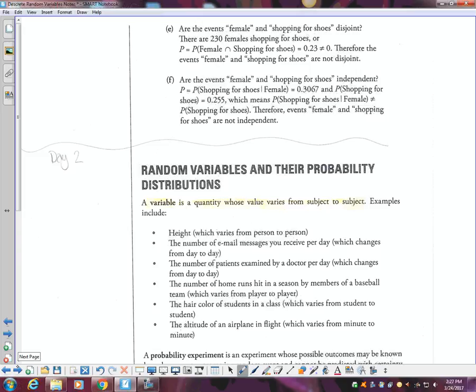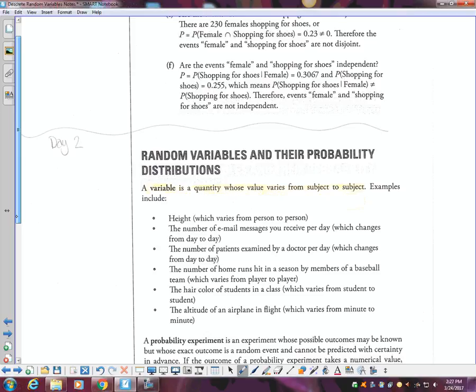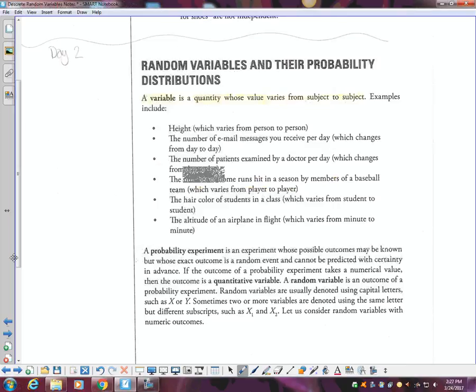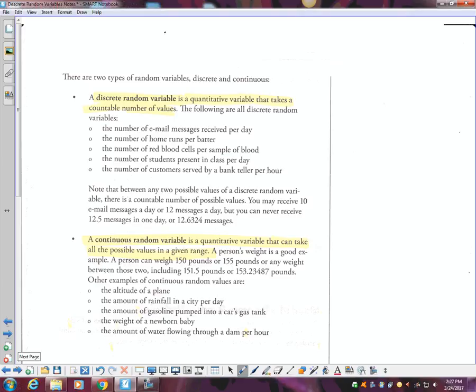So just to start off with a little bit of vocabulary, a variable is a quantity whose value varies from subject to subject. Height, number of email messages you receive per day, just a variable. A probability experiment has possible outcomes that may be known, but whose exact outcome as a random event cannot be predicted with certainty in advance. And that's what we're using all this to predict.